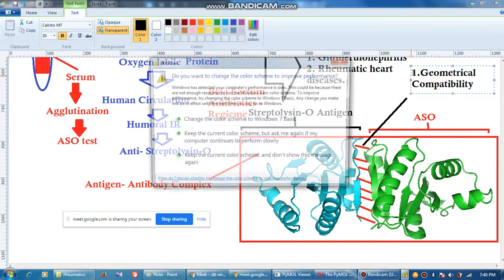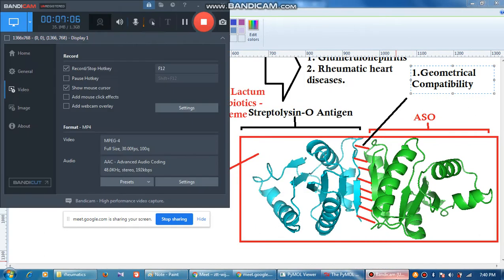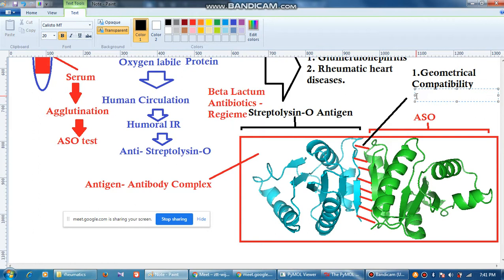Whenever you have a streptolysin O antigen, it will always be an anti-streptolysin O antibody only. It will not be something else. Cross reactivity is there to a certain extent. No, let me finish it. Many a times cross reactivity is there, and we can come to those points, but most of the time there is very good compatibility in the three-dimensional structure of an antigen and an antibody. So in the interface, there are multiple different things going on. One such thing is geometrical compatibility, and what else?